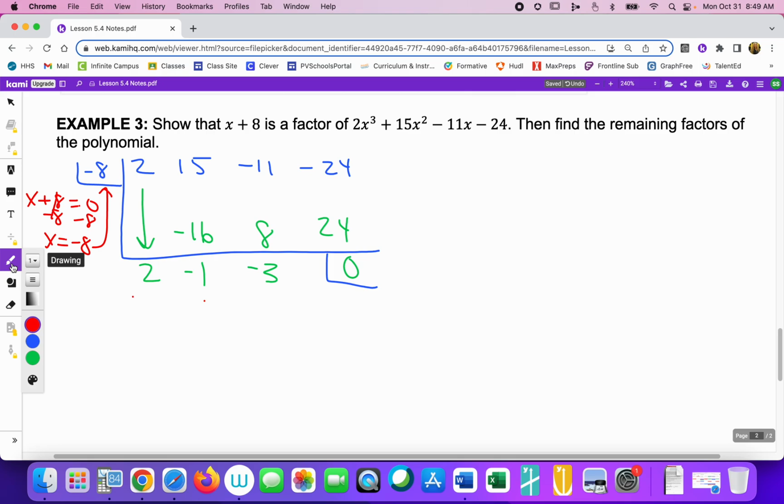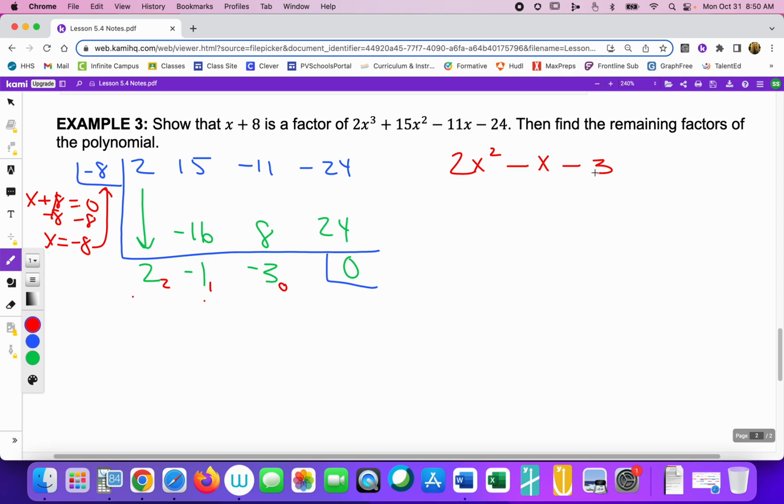So you start with the -3, that's the power of 0, which means no x. This is x to the power of 1, x to the power of 2. So that would be 2x squared minus x minus 3. So with no remainder, that proves x plus 8 is a factor. We need to continue factoring that to find the other 2.